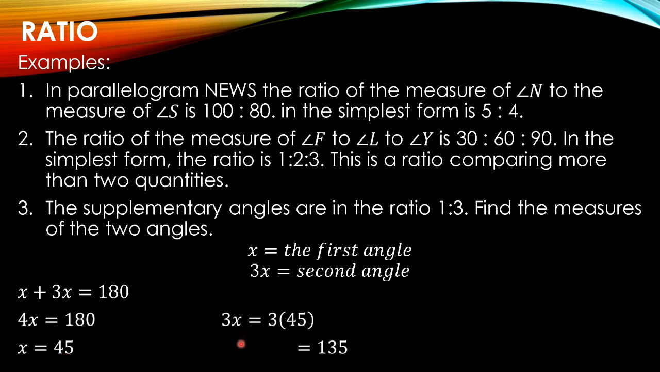And then, we have 3x, so ito yung pangalawa nating angle, 3x. So, 3 times 45, yung value ng x. Ang pangalawang angle natin is 135 degrees. Yung unang angle ay measures 45 degrees. So, kapag may ratio na involved sa isang word problem, ganito lang yung gagawin ninyo. Okay, i-add nyo lang. Depende din doon sa kailangang gawin sa given problem.